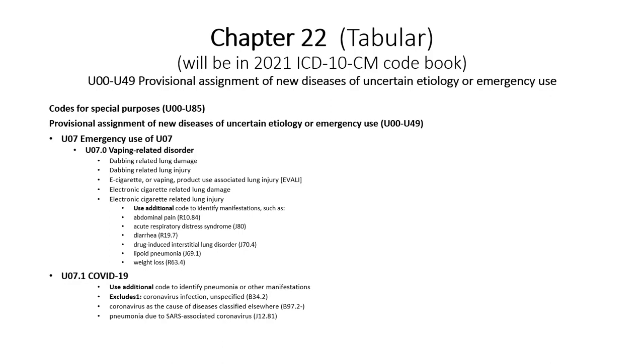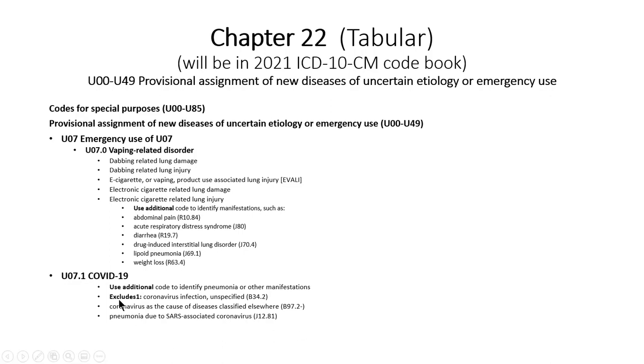And you see the use additional code to identify manifestations. This is part of that code. And then when you get to COVID-19, it tells you use additional code to identify any of the manifestations of COVID-19, and it excludes coronavirus. There is an entry in the tabular and in the index for coronavirus because coronaviruses have been around for a long time. COVID-19 is a unique coronavirus that's caused all the problems that we are all so aware of.